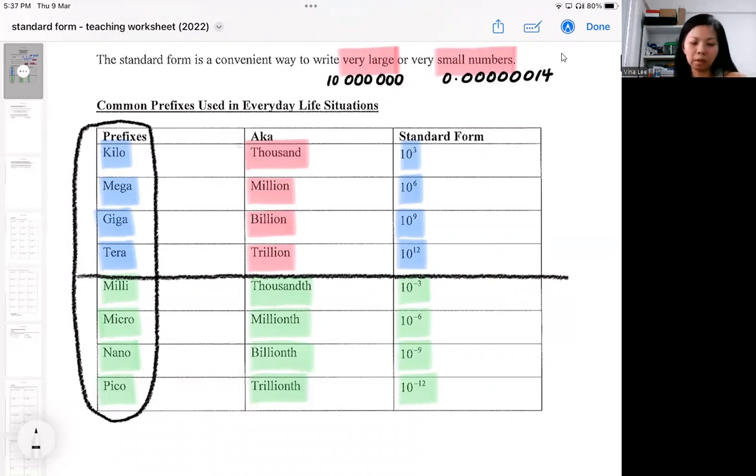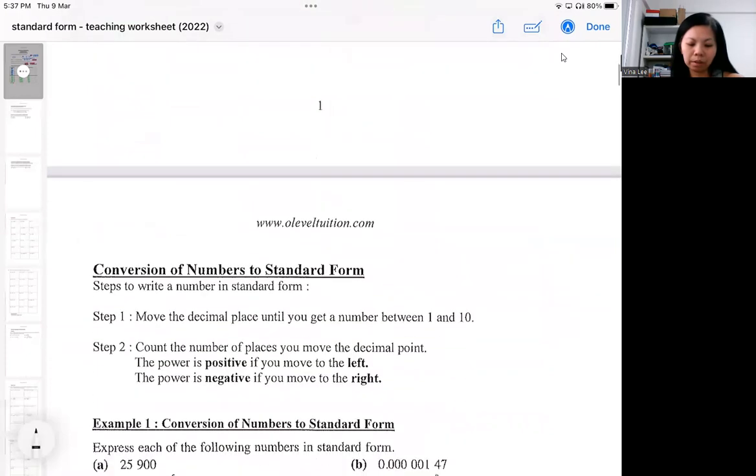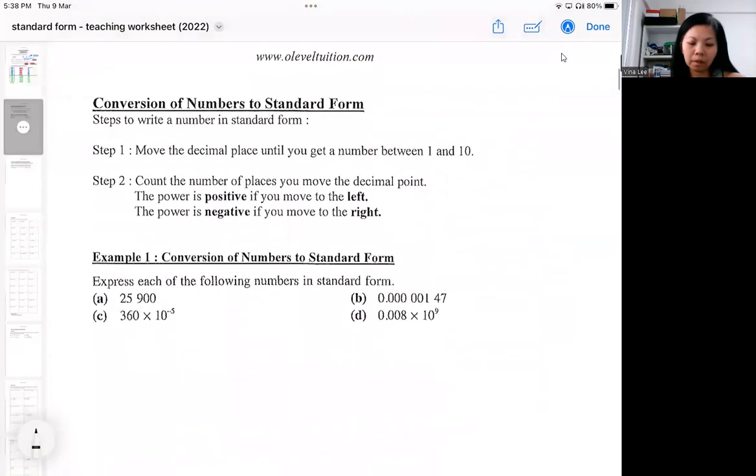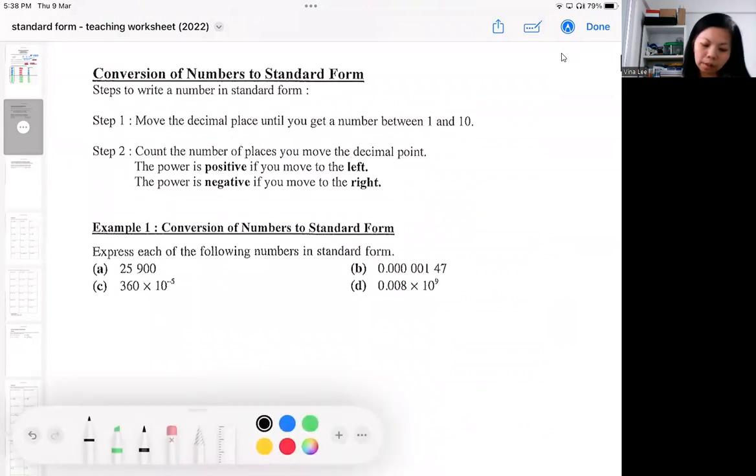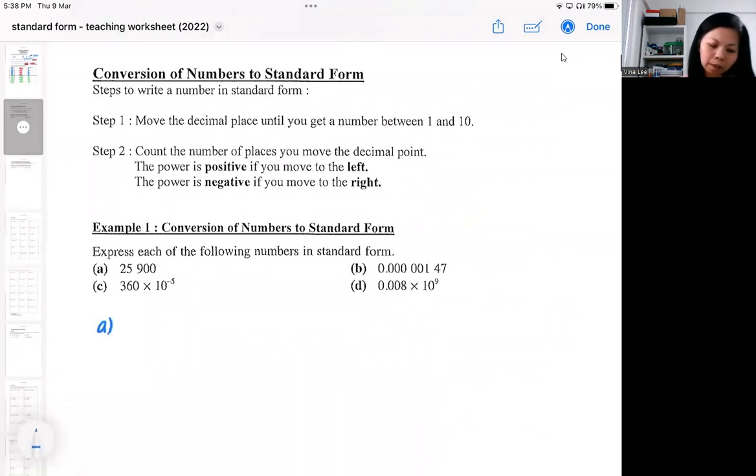But before that, let's explore first. How do we change numbers to standard form? For example here, I lay out the steps, so let me try to explain them. The first one is 25,900. What are you supposed to do? Looking at step one, I'm supposed to move the decimal place. Currently, where's the decimal place? Currently the decimal place is here.